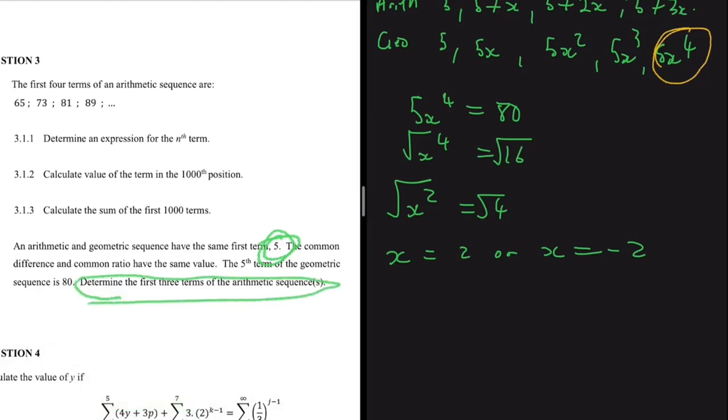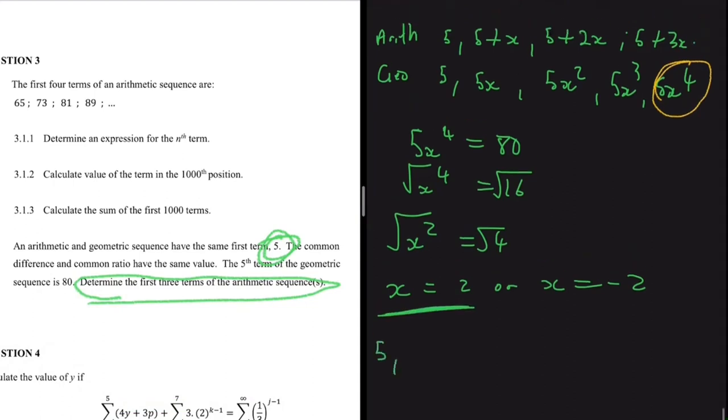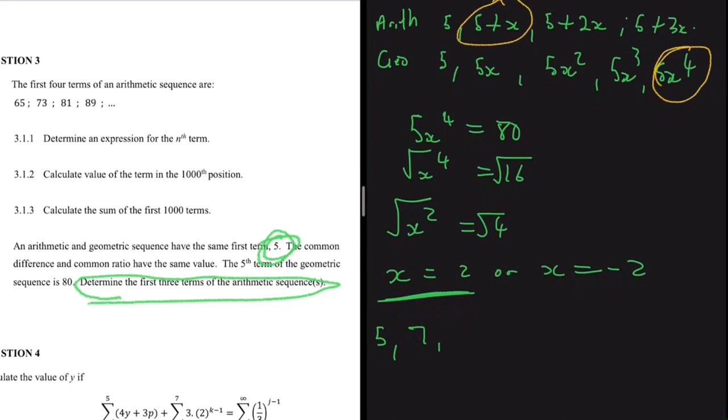Now to actually answer our question, which is to determine the first 3 terms of the arithmetic sequence, if x is equal to 2, then the first term will be 5, the second term will be 5 plus x, right? Here it is here, 5 plus x. So the second term will be 7, and then the third term will be 5 plus 2x, so that will be 9, right? So we can have 5, 7, 9 if x is equal to 2. But then if x is equal to minus 2, then the first term will be 5, the second term will be 5 minus 2, 3, and then 5 minus 2 multiplied by 2, that is 1.